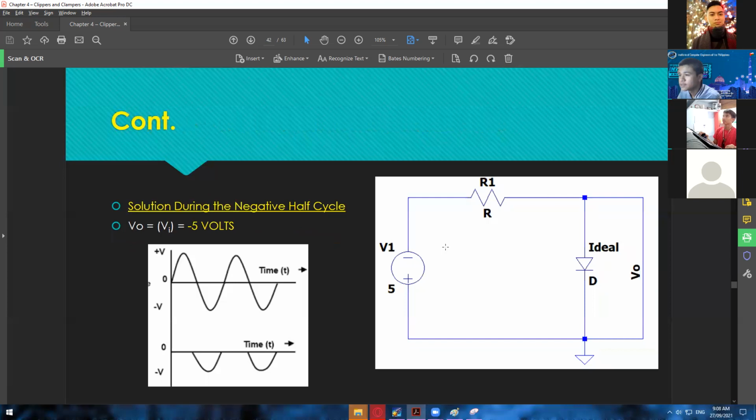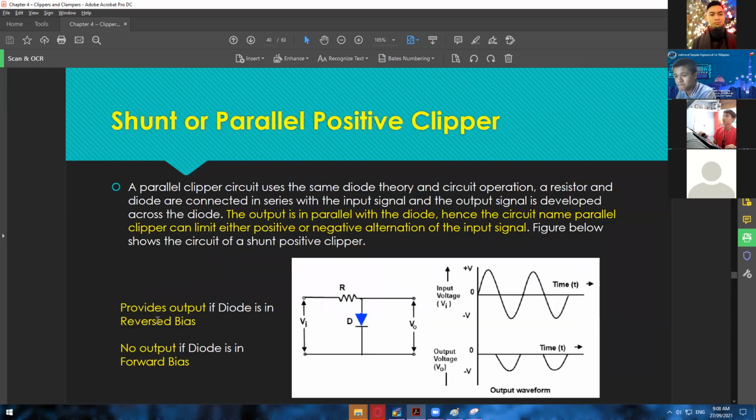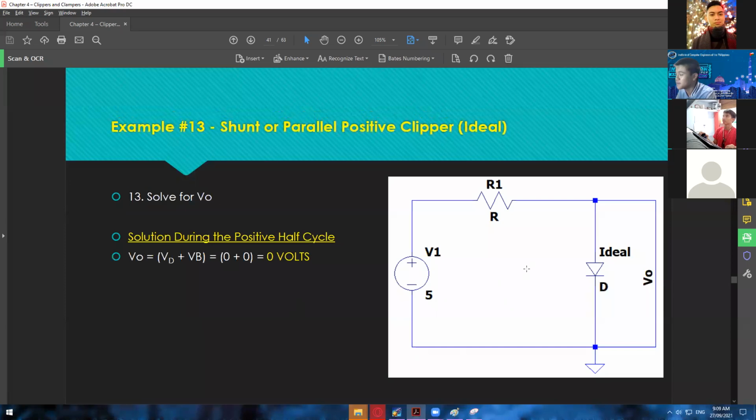Okay. All right, and then during the negative half cycle, as you guys can see, we have here negative to positive, positive to negative, and as a result, this one is a reverse bias connection. And then going back to this, this is actually the formula that you can use. So it provides output during the reverse bias. Okay. So how did that happen?